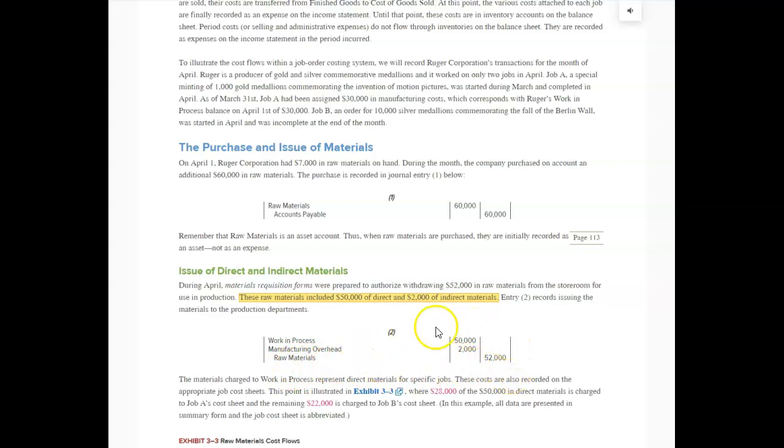So this entry is following along with what's happening with these materials. You're starting to use these in production. So now you're transferring the cost from the raw materials inventory account to the work in process inventory account.